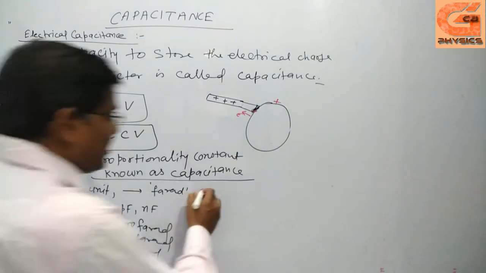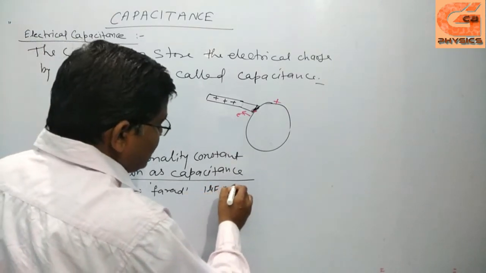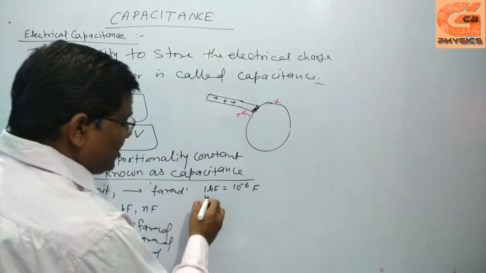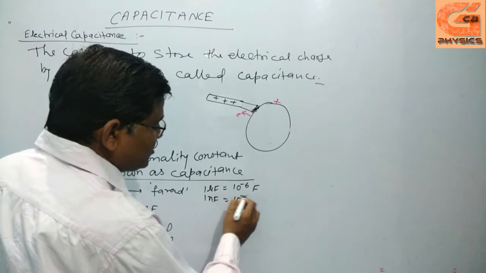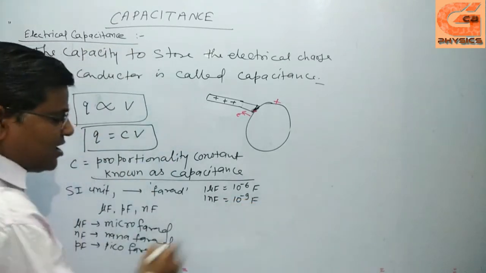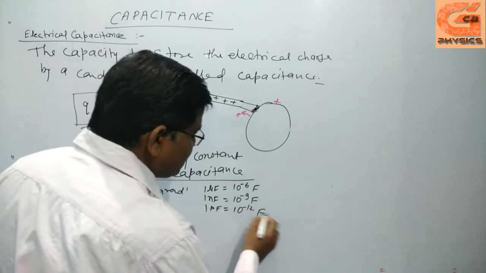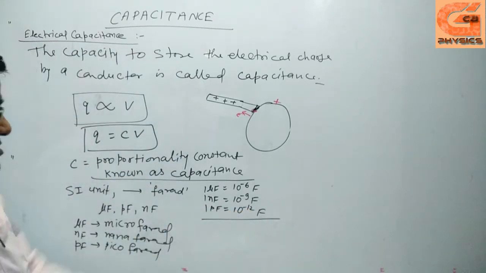1 microfarad is equal to 10 to the power minus 6 farad. 1 nanofarad is equal to 10 to the power minus 9 farad. 1 picofarad is equal to 10 to the power minus 12 farad. And this is the unit.